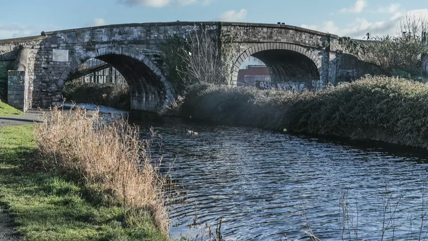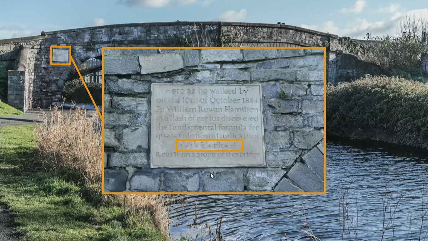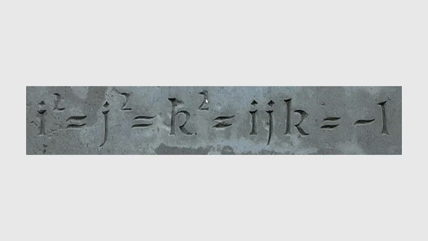This is the bridge in Dublin where quaternions were discovered. It's got a plaque there, and it says this equation on it. i squared equals j squared equals k squared equals ijk equals -1. And when I saw this, I was like, what on earth does that have to do with quaternions, which I only know about from Unity? But that's what this is.